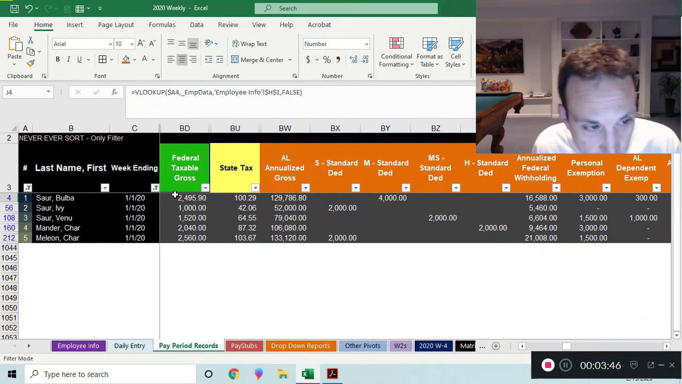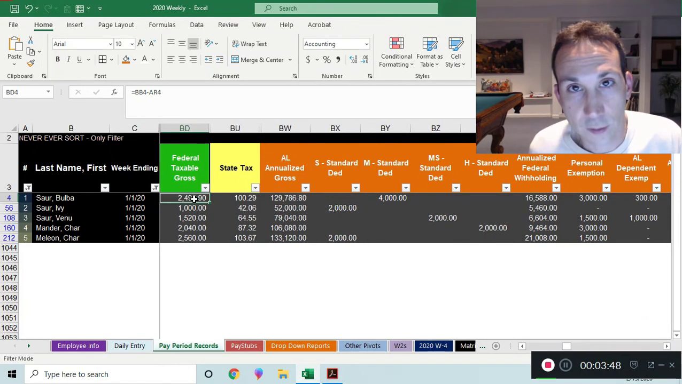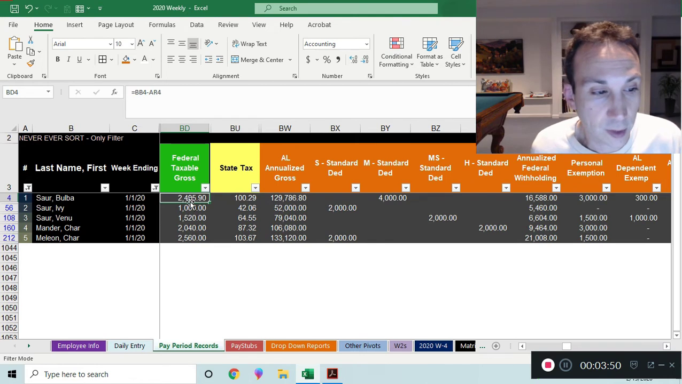Well, you have federal taxable income. It's kind of like your gross wages without anything that was non-taxable, like a retirement plan or health insurance or something that might be pre-tax. Whatever the gross wages were that remain, that's for the pay period. We're looking at a weekly pay period file right now.